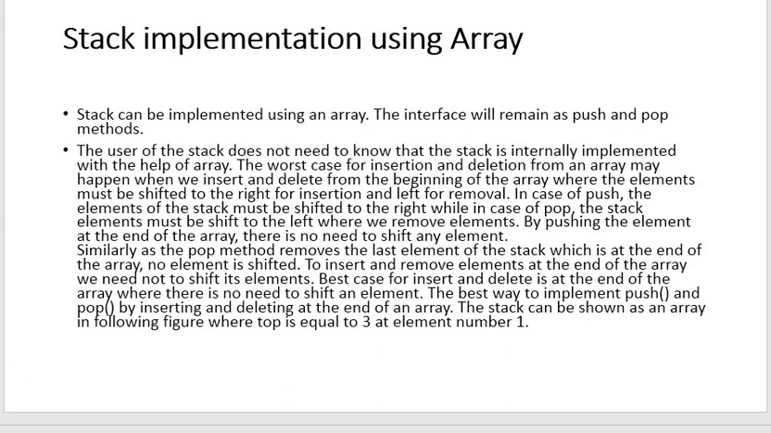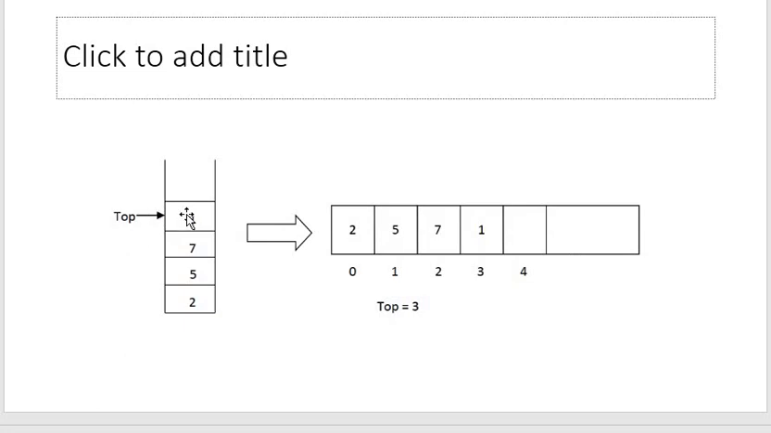So here is the figure. Here we have the figure, the elements 2, 5, 7, 1, and top is pointing to the 1. The array is of size 5, so the top is at 0, 1, 2, 3. The top is at position 3. So here at 3, the top is equal to 3, because the top is pointing to the last element.